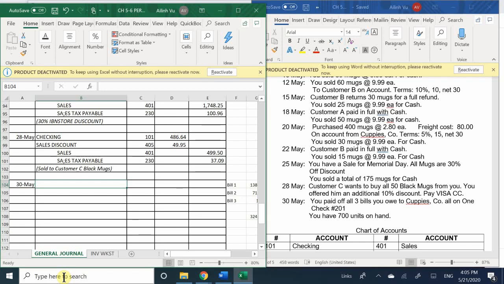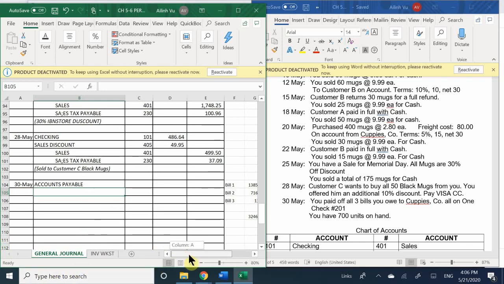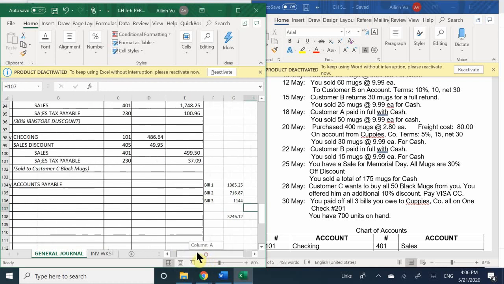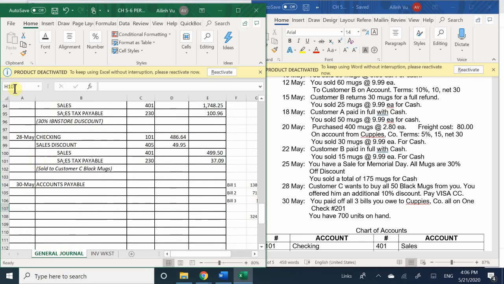So therefore, how do you decrease an accounts payable? Because we're not owing them anymore, right? Accounts payable. Okay, so 56. All right.